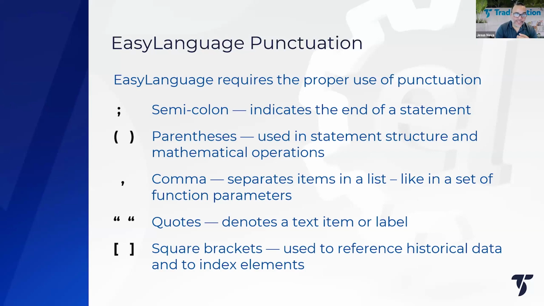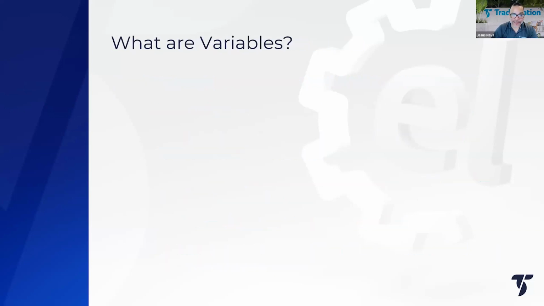For example, if you want to see the closing price of the bar 10 days ago, then these square brackets are going to help you do that. In our examples today, we're going to use a lot of these punctuation marks, but it's always good that when we start writing EasyLanguage, we keep these in mind so that if we intend to use them, we know exactly what the purpose of them are.